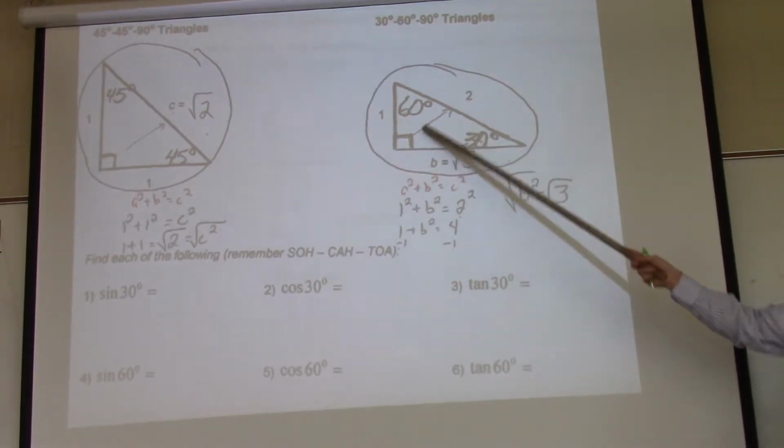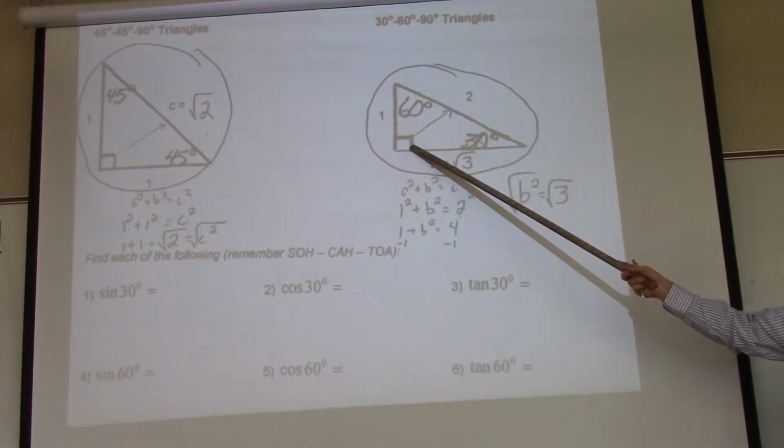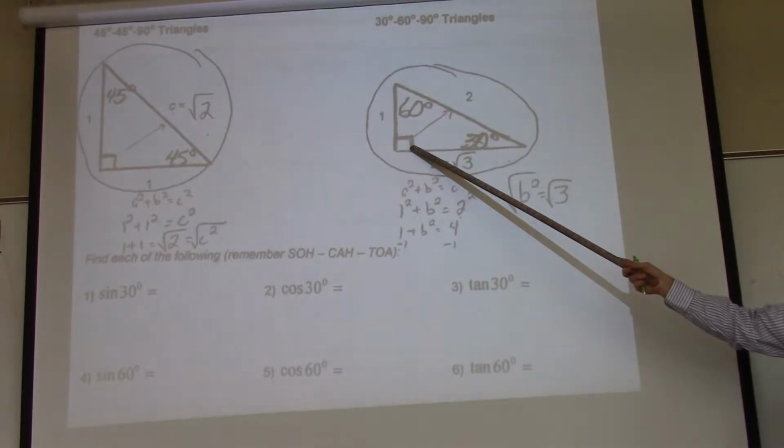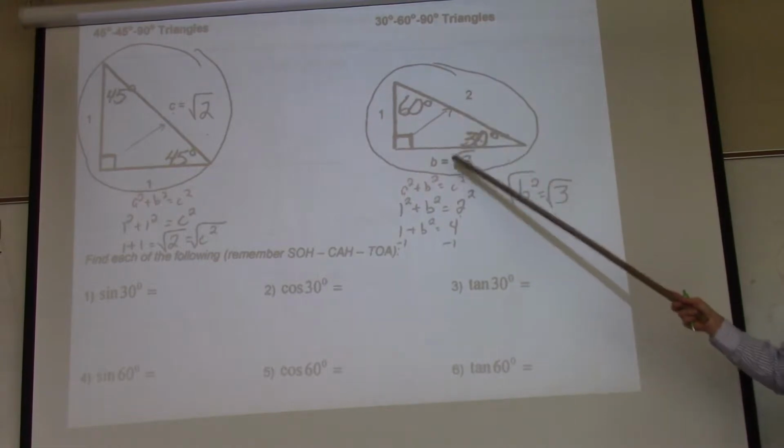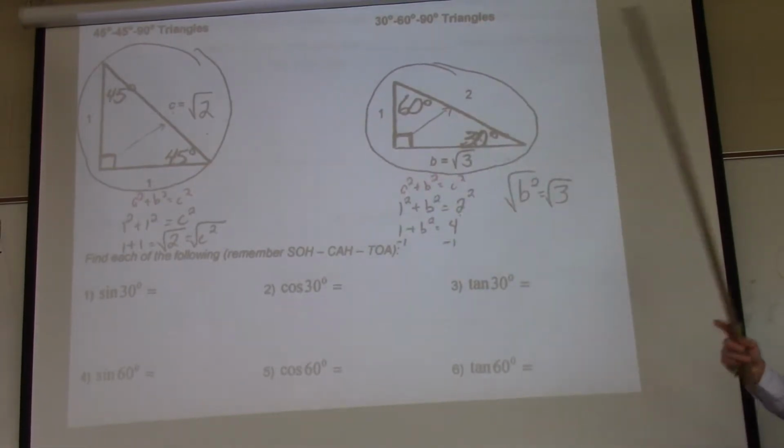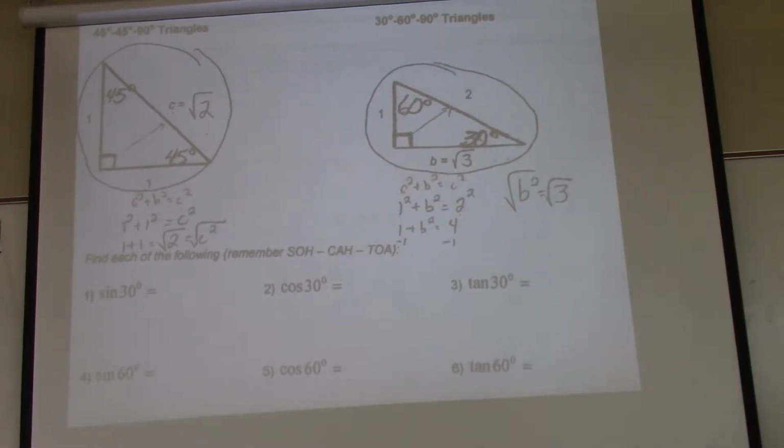What's bigger, 60 degrees or 90 degrees? 90 degrees. So 2 is across from that. I'm here to tell you that the square root of 3 is like 1.7 something. That's between 1 and 2. So it makes sense, kind of like baby bear, mama bear, papa bear. Smallest, medium, big, okay? With the sides across.